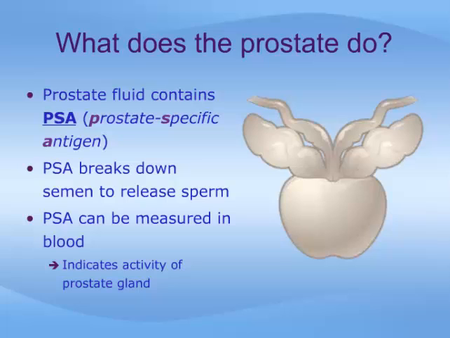An important part of prostate fluid is a protein molecule called PSA, or prostate-specific antigen. This chemical is only produced by the prostate. This substance works to liquefy or break down semen fluid to free up sperm, allowing it to travel to the female egg for fertilization. Some PSA is also released into the bloodstream and can be measured in the blood to give doctors an idea of how active the prostate is.